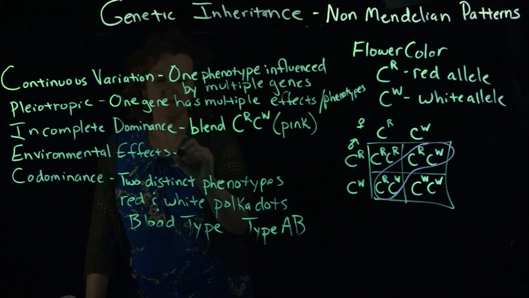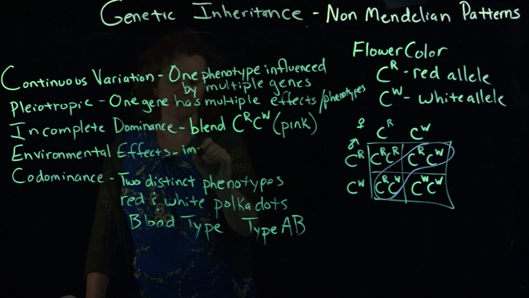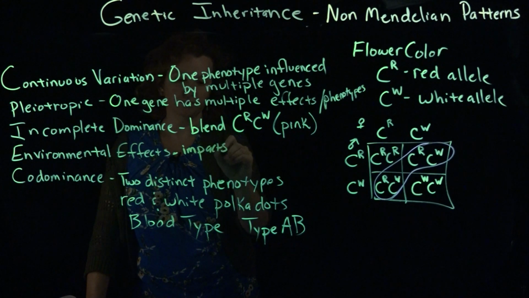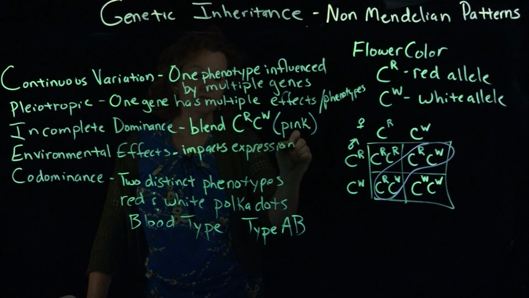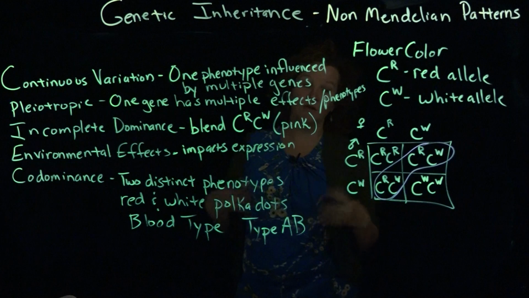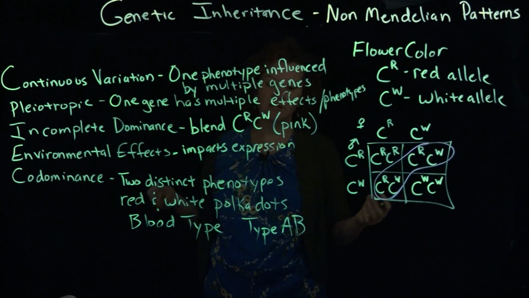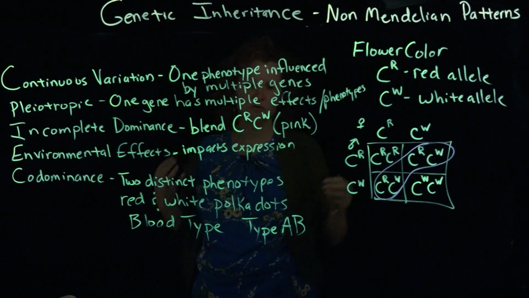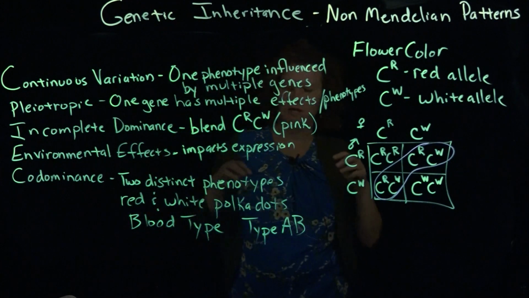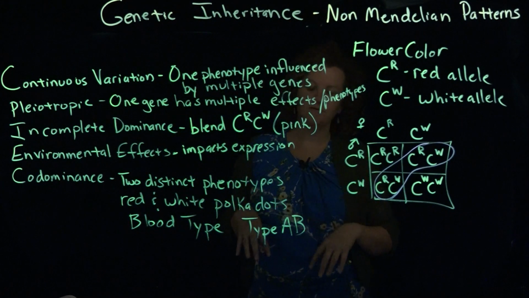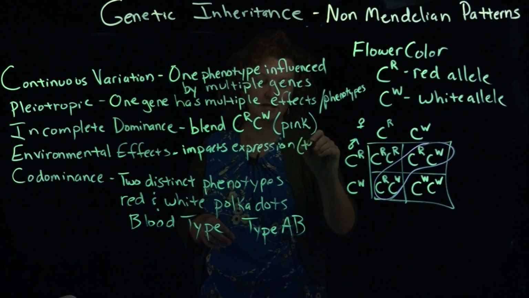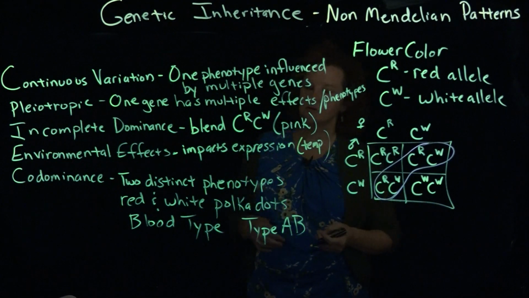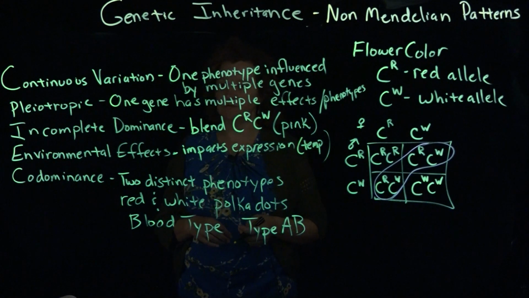Now, environmental effects impact expression. You see this in animals a lot in coat color, because they have the genes for a certain fur color, but they might have certain patches, maybe around the ears or the feet, where they have distinct colors, like darker feet or lighter feet, or around the ears or the muzzle. So it impacts expression, and a lot of times it has to do with the temperature of the body. The different temperatures in different parts can cause different effects.